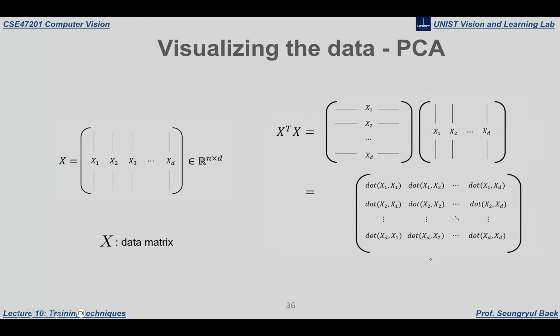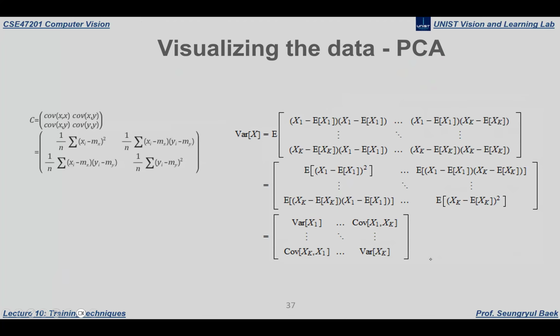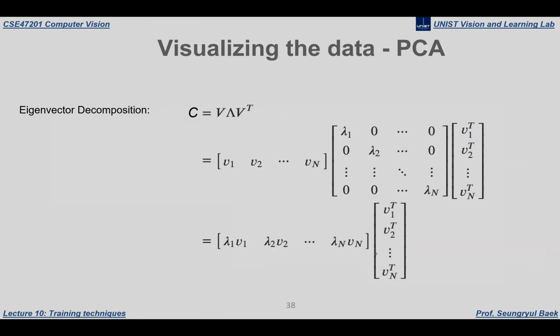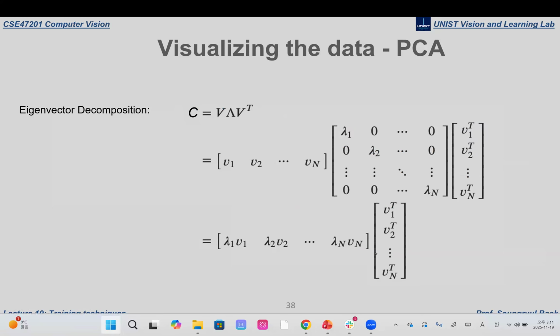And actually, this slide is showing the method, the operation that happens during calculating PCA. So first, you have to make this type of covariance matrix. And then you can apply this type of eigenvector decomposition.